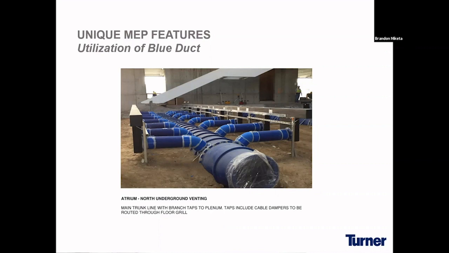So this image here, one of the unique items was the blue duct, which is the underground ductwork within the atrium space. And this pre-insulated ductwork takes approximately half the time to install than standard PVC or fiberglass. It's rust resistant and mold and mildew resistant and recyclable. One of our MEP superintendents actually recommended this product to the design team due to the long-term product benefits.